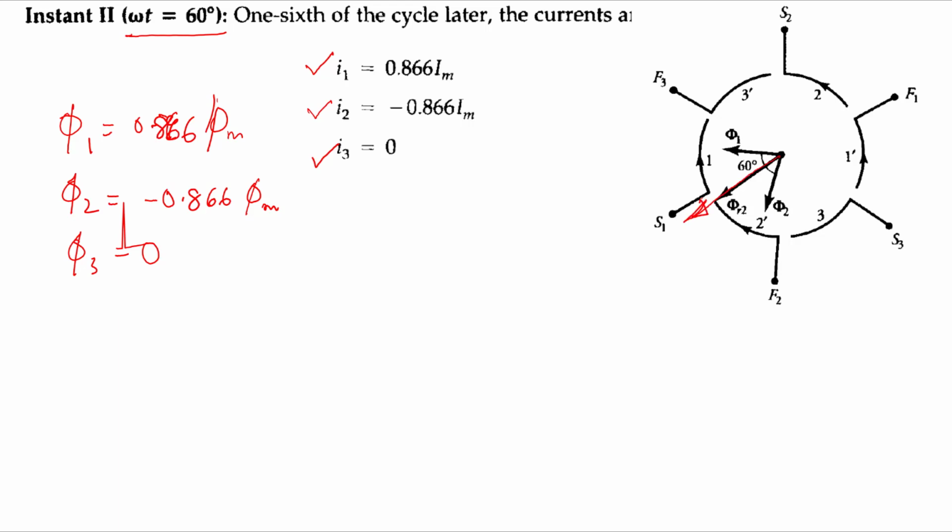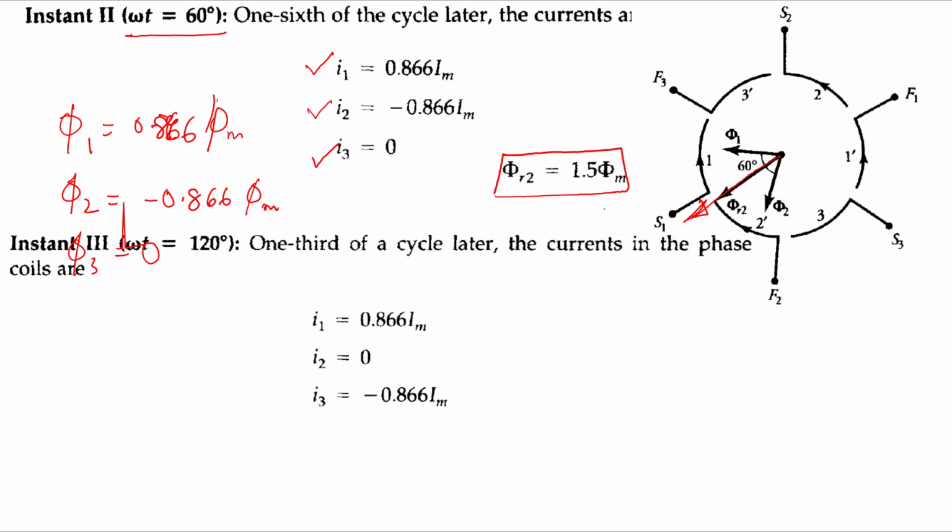So at the instant omega t equal to 60 degrees, what we are observing is that your resultant flux has moved another 60 degrees, right? So we can say that phi r2, the magnitude remains the same, that is 1.5 phi m, but it is rotating as your current is moving ahead. As the current instant moves ahead, the net flux direction is also rotating.